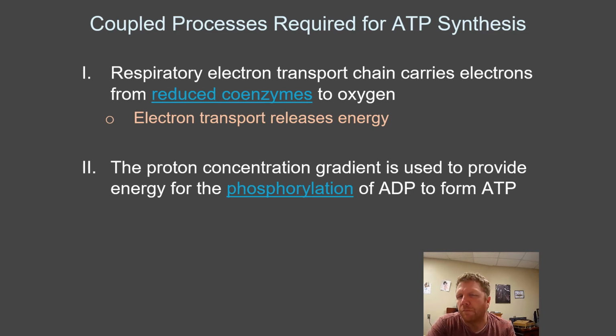Now, coupled processes required for ATP synthesis. So that means we have multiple processes that are paired up with one another that enable ATP synthesis to take place. Now, the respiratory electron transport chain carries electrons from reduced coenzymes to oxygen. So our reduced coenzyme is where electrons are being carried from, ultimately, to oxygen. The electron transport chain releases energy. The proton concentration gradient is used to provide energy for the phosphorylation of ADP to form ATP. So these two processes are paired up with one another.